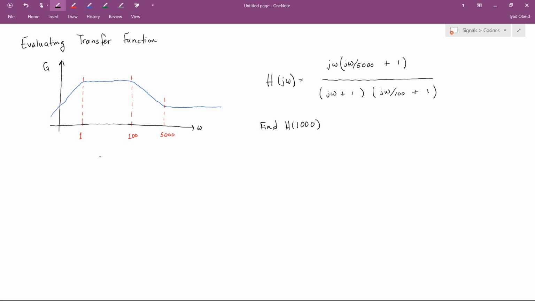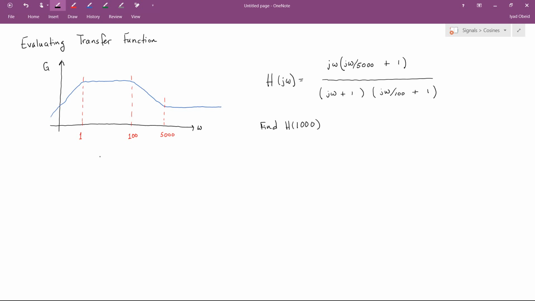In this video, we're going to talk about evaluating a transfer function. You can see here I've given an equation for some arbitrary transfer function H of j omega, and my goal is to evaluate it at the frequency of 1,000. On the left-hand side, you're seeing the Bode plot for that transfer function. You're seeing the magnitude plot.